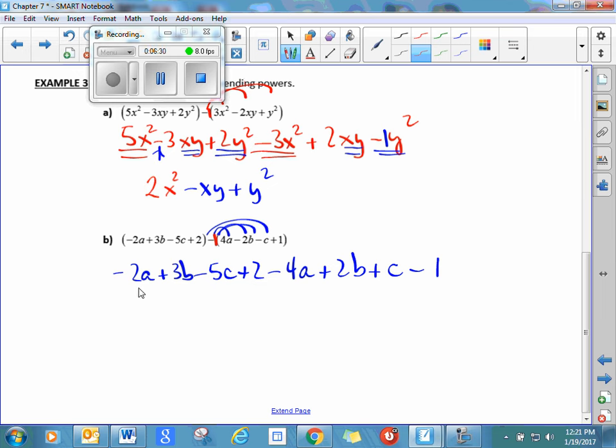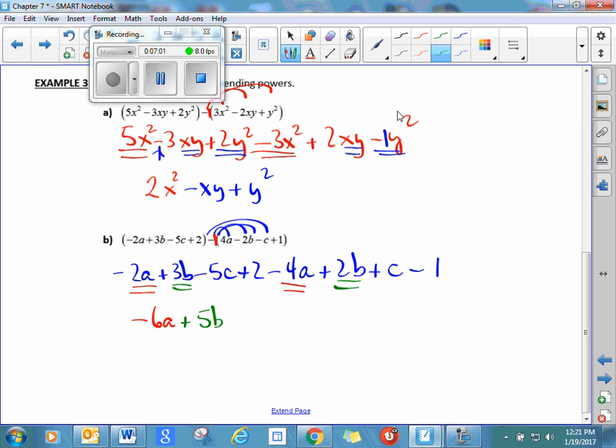So this is a to the first power. I'm going to go down the road here and see. There's some more a to the first powers, and that's all I see. So if I have negative 2 of them over here and negative 4 of them over here, that leaves me with negative 6 of them when I get them all together. And I'm ready to look at the next variable. So I have b to the first power, some more b to the first power. This is positive 3 and positive 2. That gives me 5 b to the first powers.